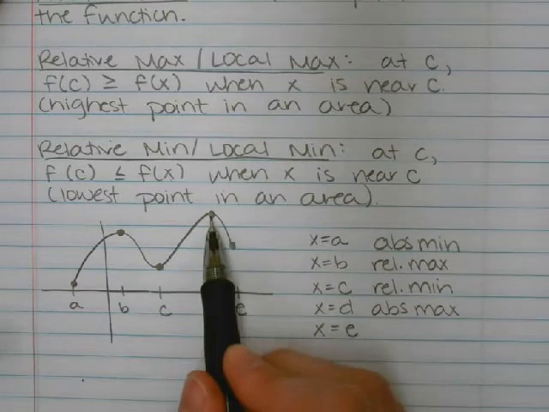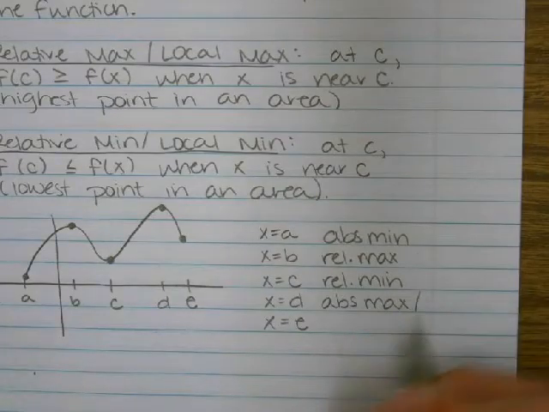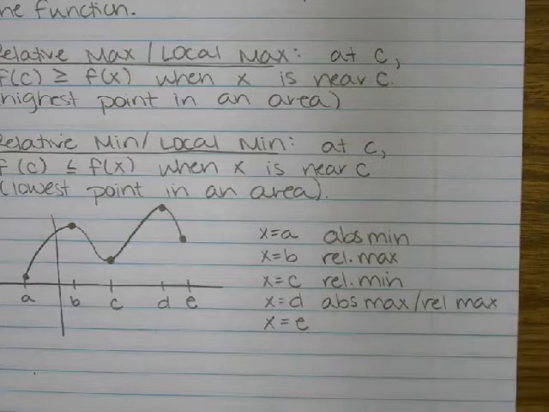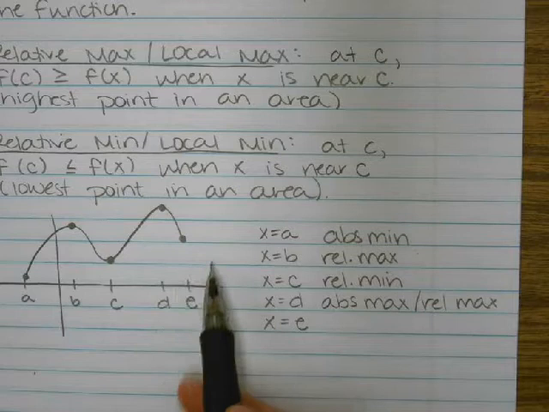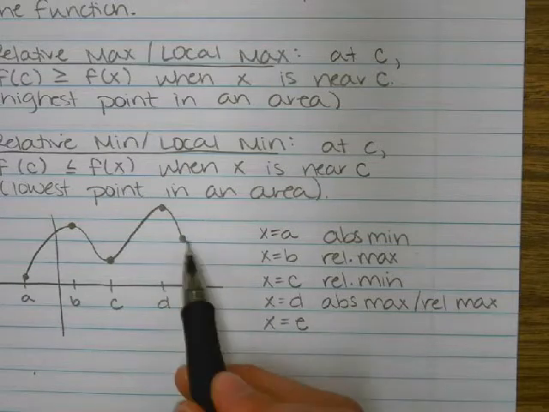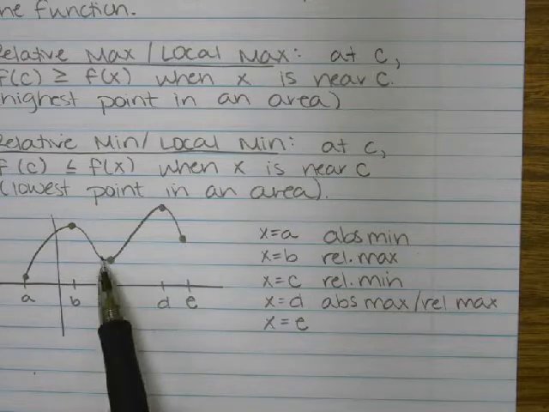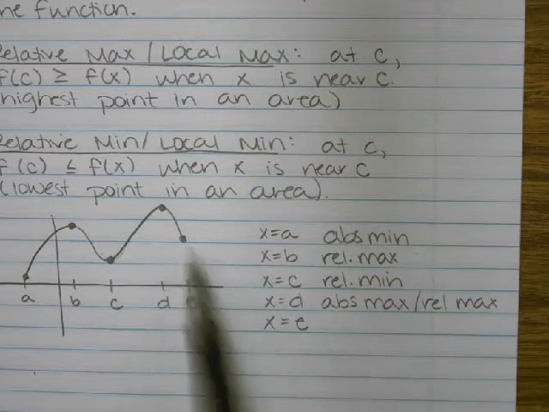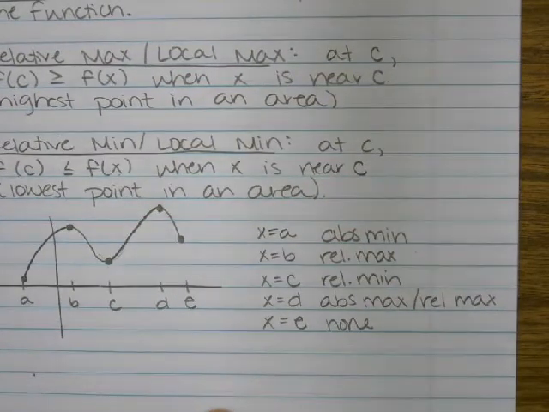D, not only is it the absolute highest point on the graph, but it's also a high point for the area that it's in. So while we'll call it an absolute max, we can also call it a relative max. And then E is nothing. It's not a relative min because it's not the lowest in the area that it's in. We have to think of those as being like valleys. So we need to have points on either side of it for it to be considered a min. So it's not a low point, it's not a high point, we're just going to say none. It has no special name.